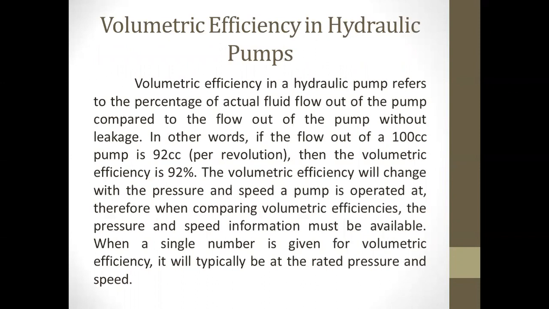Volumetric efficiency in hydraulic pumps. Volumetric efficiency in hydraulic pumps refers to the percentage of actual fluid flow out of the pump compared to the flow out of the pump without leakage. In other words, if the flow out of a 100 cc pump is 92 cc per revolution, then the volumetric efficiency is 92%. The volumetric efficiency will change with the pressure and speed a pump is operated at. Therefore, when comparing volumetric efficiencies, the pressure and speed information must be available. When a single number is given for a volumetric efficiency, it will typically be at the rated pressure and speed.